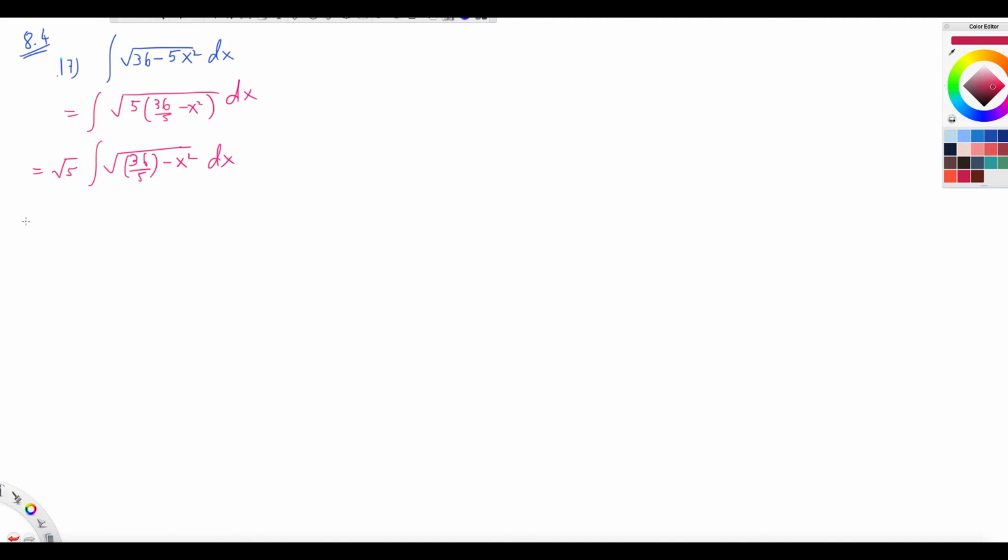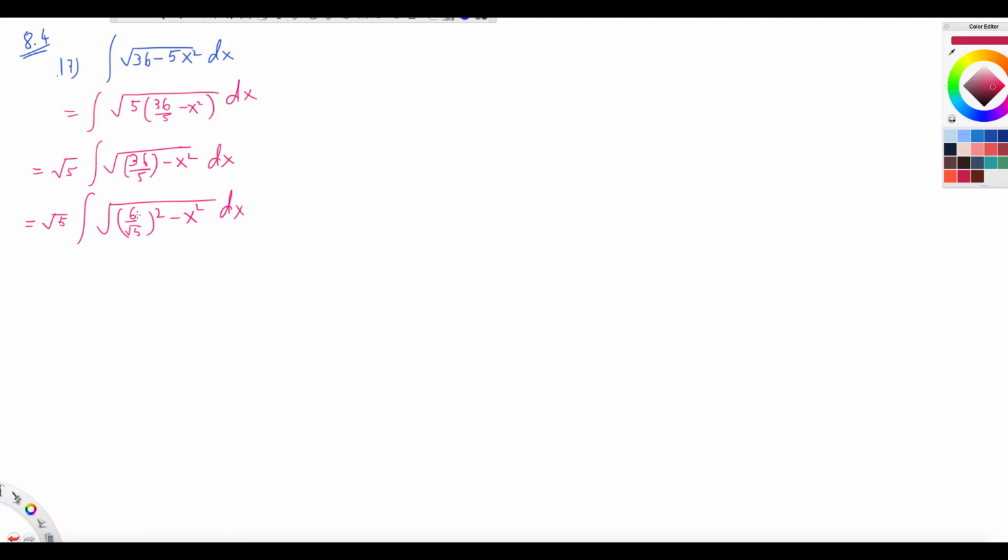What I want to do is write it in a squared minus x squared format. So root 5, integral, and under the root you can write (6 over root 5) squared minus x squared, right? That is the same as 36 over 5. You see that? And then dx. So it is a squared minus x squared format, where a is 6 over root 5.